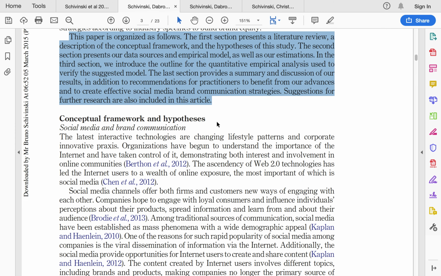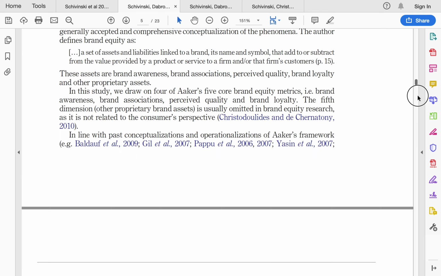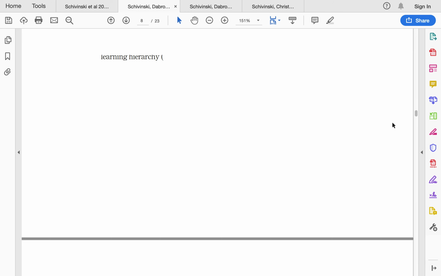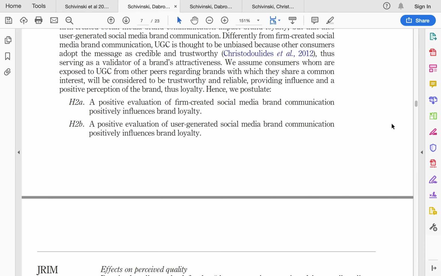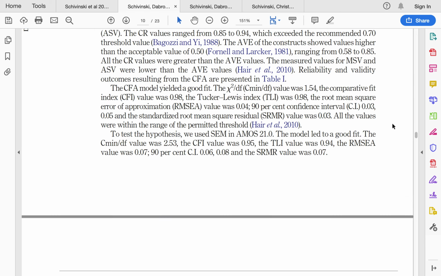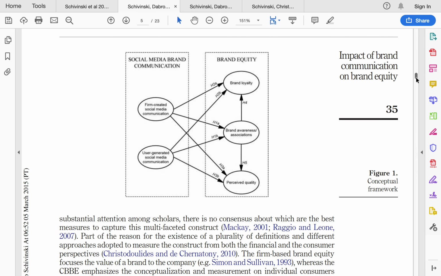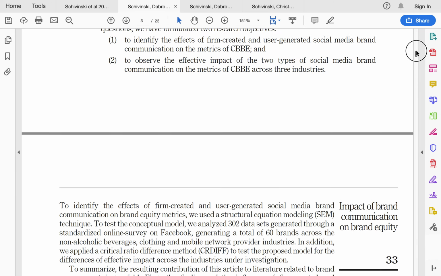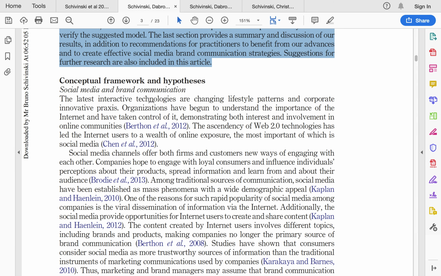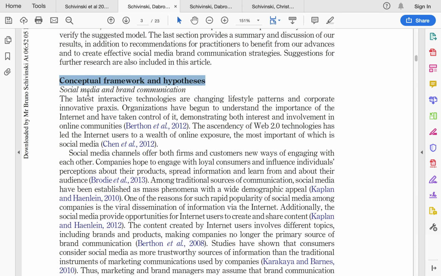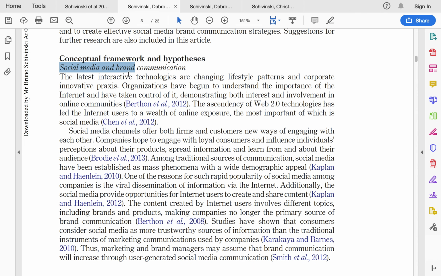So let's pick, for example, this one. It does not matter which one we pick. So let's check the model here. Here it goes. So the literature review here should be addressing the social media communication, the two variables, and brand equity, the variables in there. Let's check if this is happening here. Conceptual framework and hypothesis, social media and brand communication. I started to write on the variables.